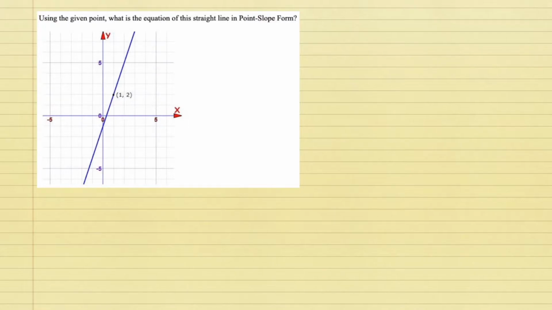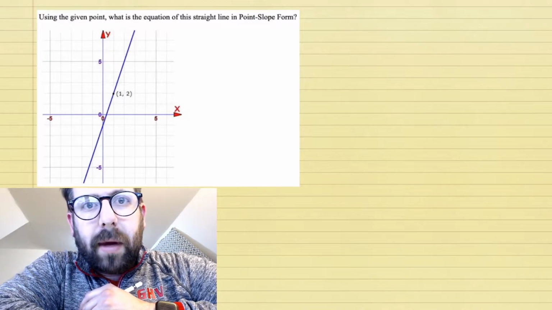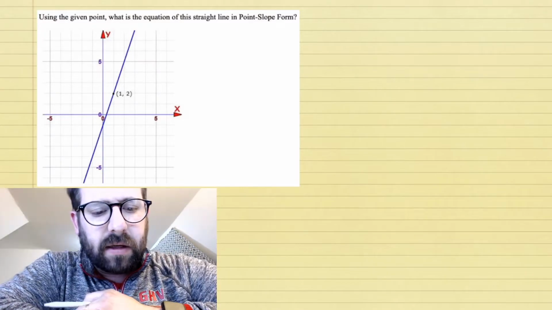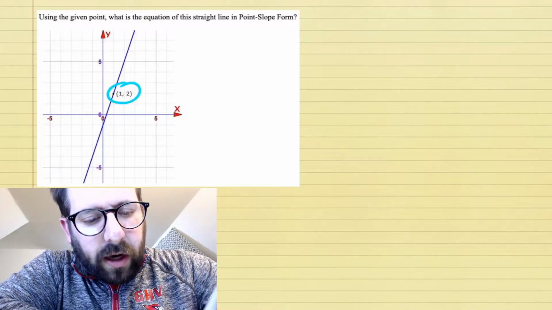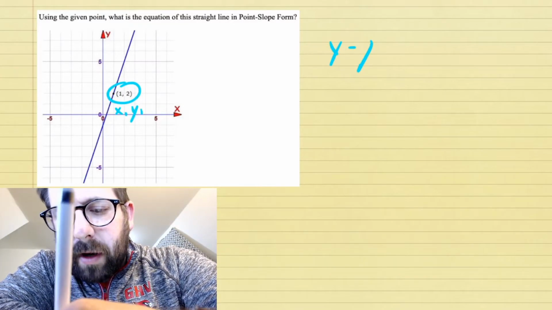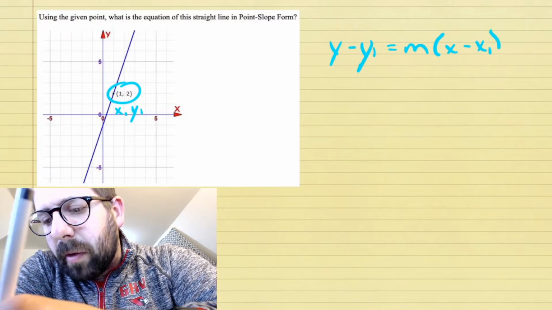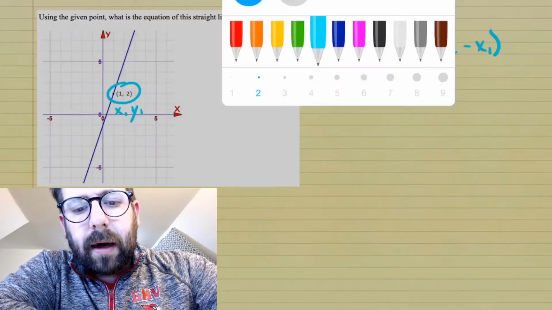Okay, let's go back to my iPad here. All right, so I'm back. So we're going to go to point slope form again. That's the whole point of these activities here. So again, I have my equation. This is my x1 and y1. So again, my formula is y minus y1 equals m times x minus x1. That's the formula I'm going to use the whole time.